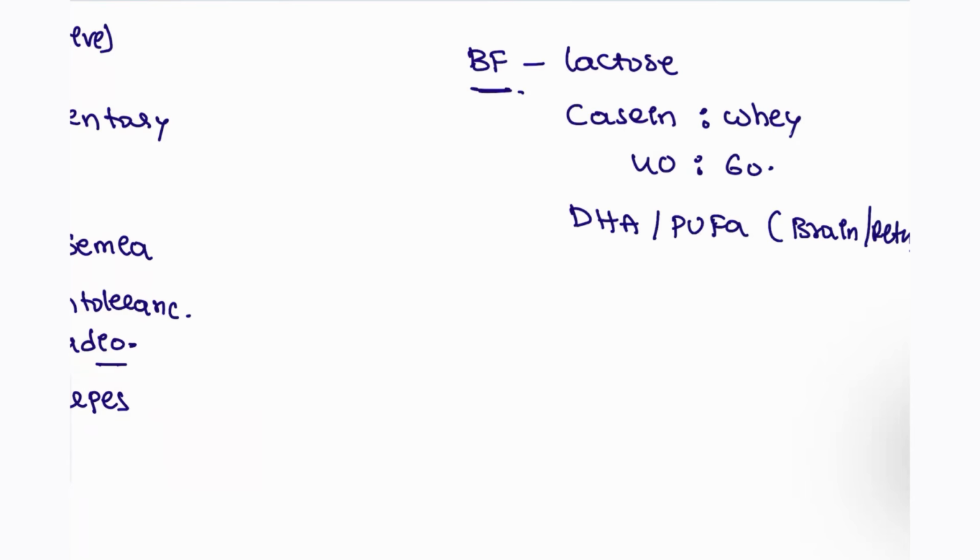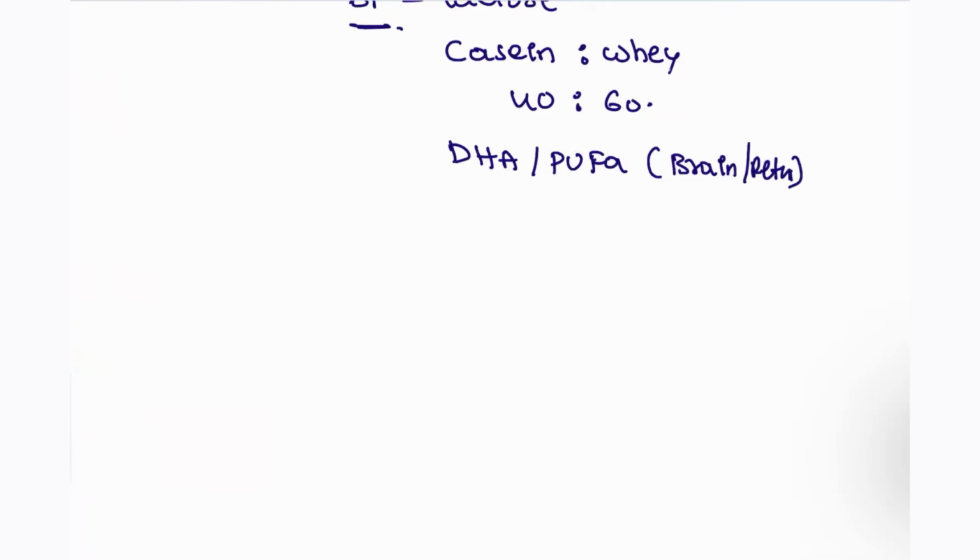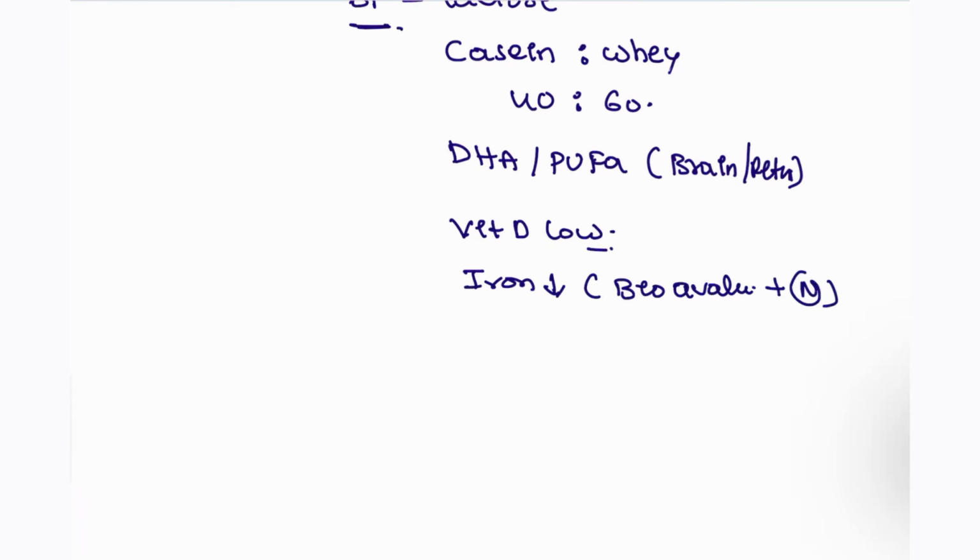When it comes to the vitamins, vitamin D is low. That's why the vitamin D should be given to the mother. Next, iron is low, but its bioavailability, the absorption, is normal. That is also important. Immunological lactoferrin, which is bacteriostatic.